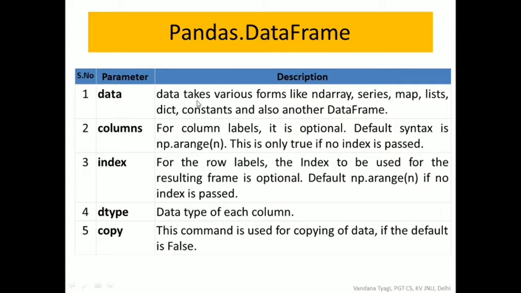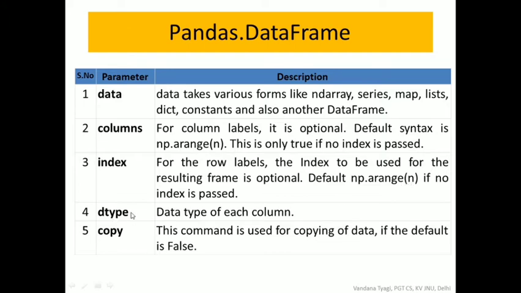The data, we have seen various types of input, whether it is a list, series, ndarray, dictionary, constant, or another data frame. Columns are actually the column labels. So if we have specified the column labels, it's fine. If we are not specifying, by default it will take the column labels as np.arange(n). This arange(n) will generate, if I am having 4 columns, the column indexes as 0, 1, 2, 3. Similarly, index is for row labels. Again, if you specify row labels, it's fine. Otherwise, it will generate it by np.arange(n). So again, row labels are also generated as 0, 1, 2, 3, 4 and so on.